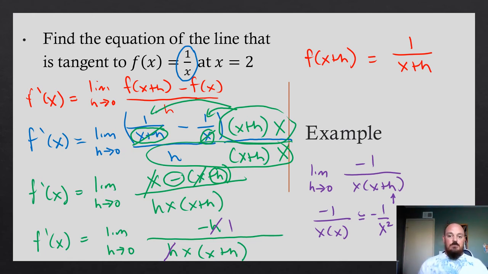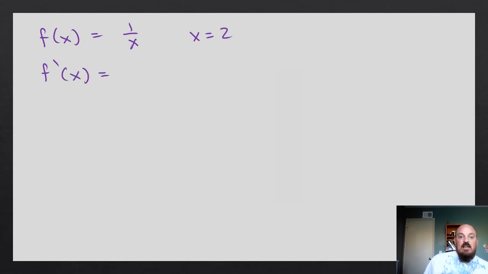almost done. So let me clear my screen. And I'm going to recopy the important information. My original question, f of x was 1 over x, and x is 2 in this question. And what we just did all that work to find out is that f prime of x is negative 1 over x squared. So now we have everything we need to do the easy part. That was the hard part. Let's do the easy part.